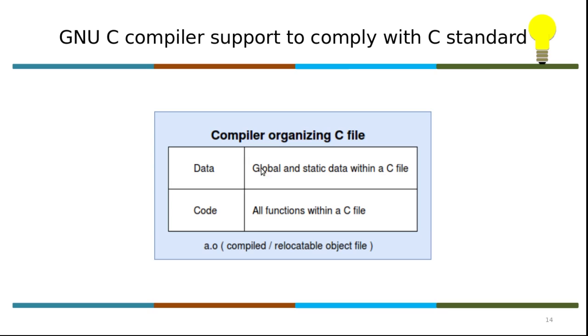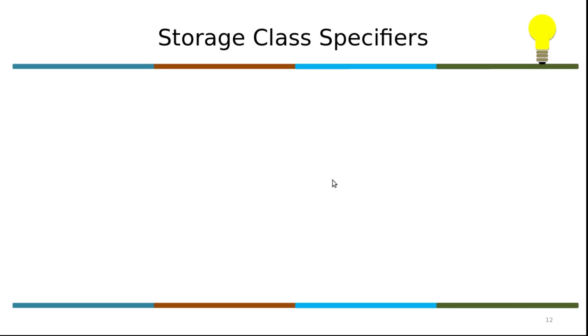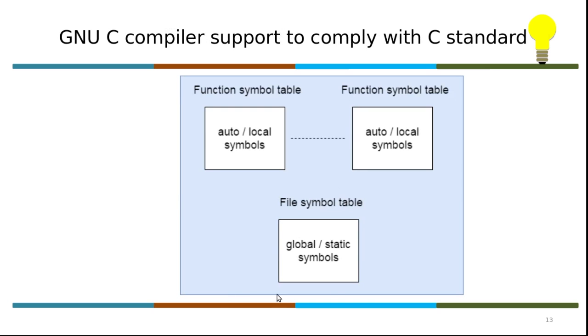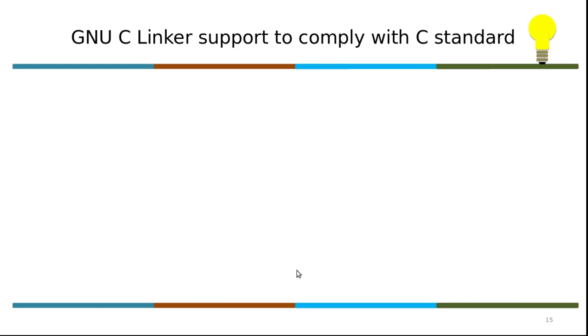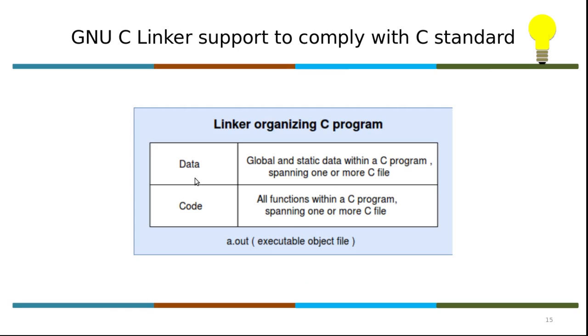The only way he will do is by looking at the symbol table. Hence the compiler will retain the symbol table for the use of the linker. So how does the linker support? The linker just has to combine all the data sections of the compiled object files which are part of the program.